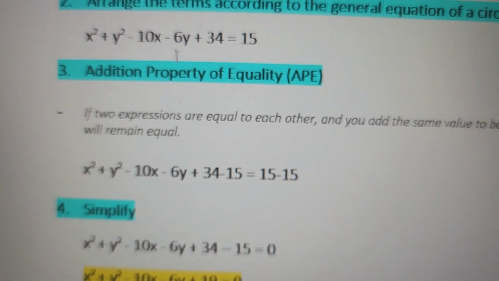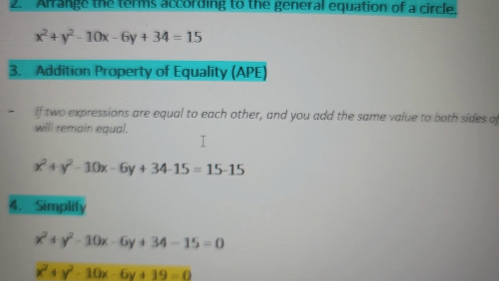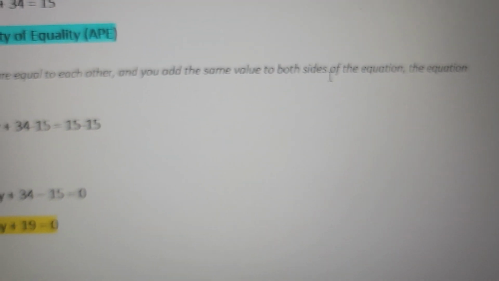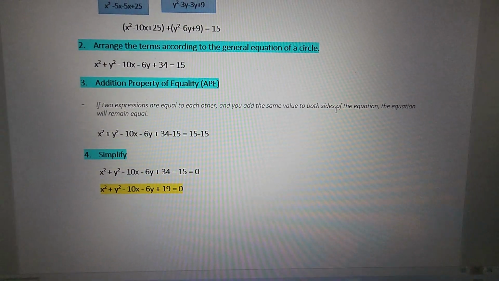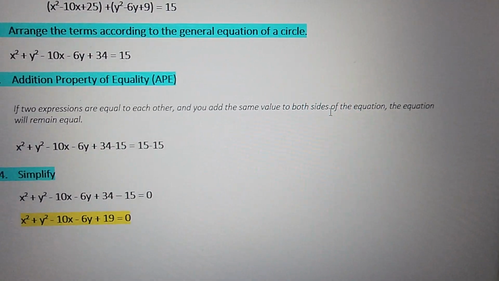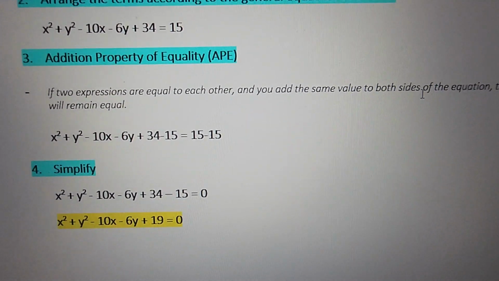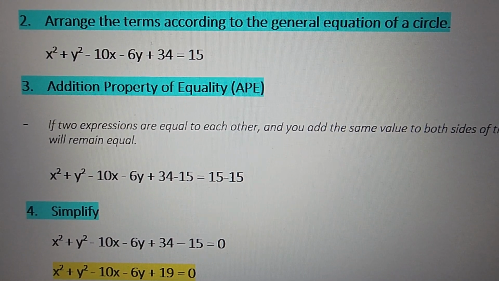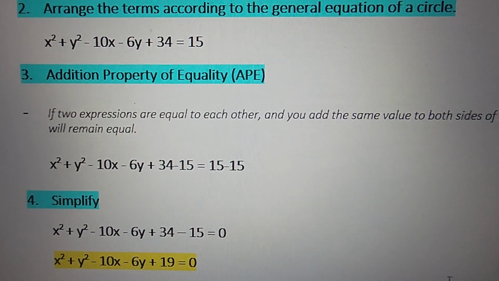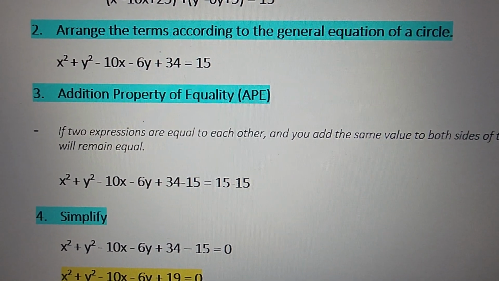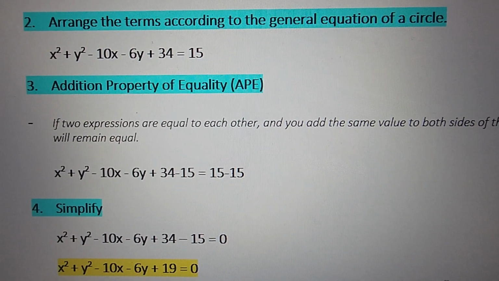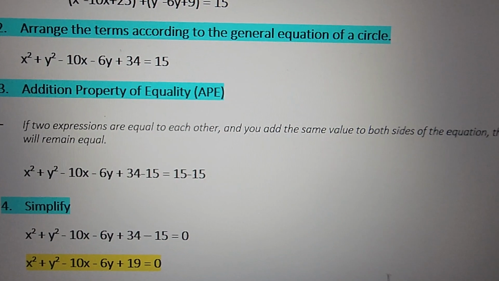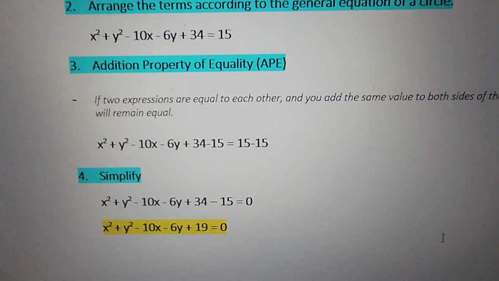If two expressions are equal to each other, and you add the same value to both sides of the equation, they will remain equal. Like this. That is the addition property of equality, or the APE. So in order that it will become 0 in here, you will deduct from both sides the same value, 15.